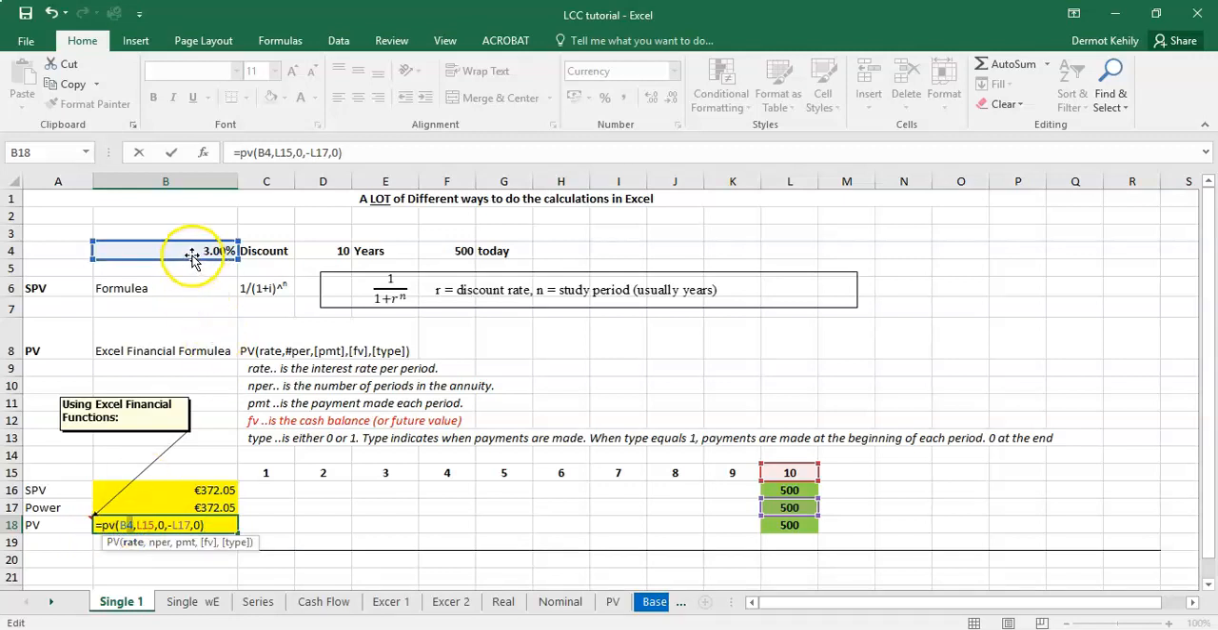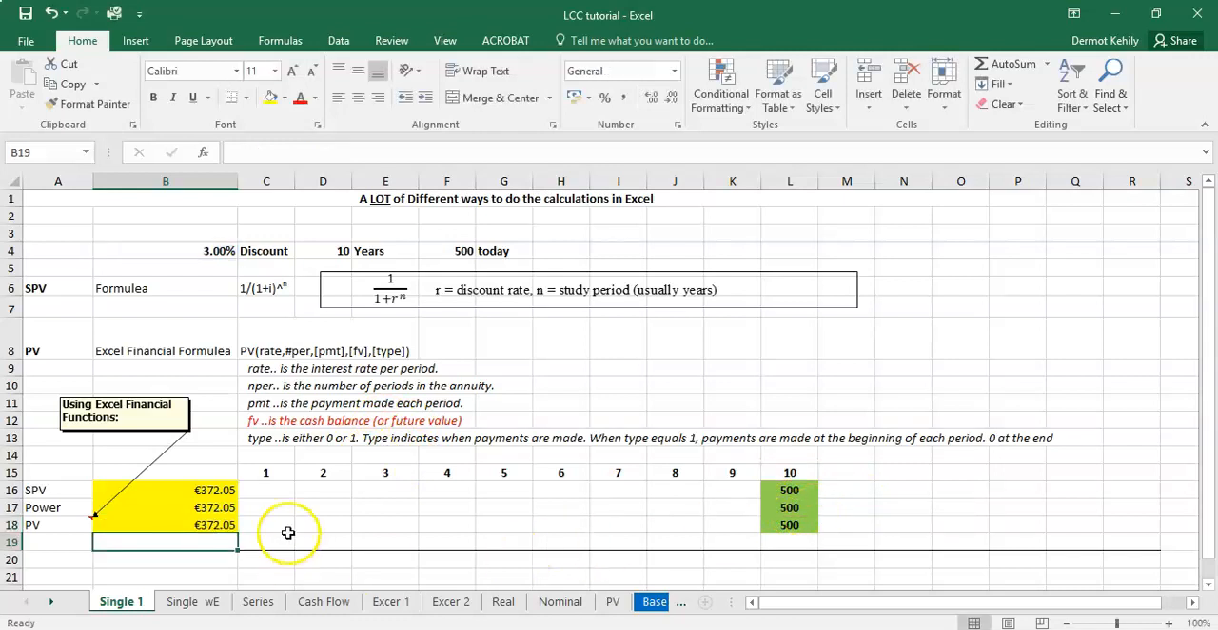And you can see that it's 3%, L15 in terms of number of payments, or the period of payment, and then the L17 being the future value. So hopefully if I click return, I get 372, and I do. So that's our first little tutorial. Next we'll move on to a tutorial that encompasses escalation.